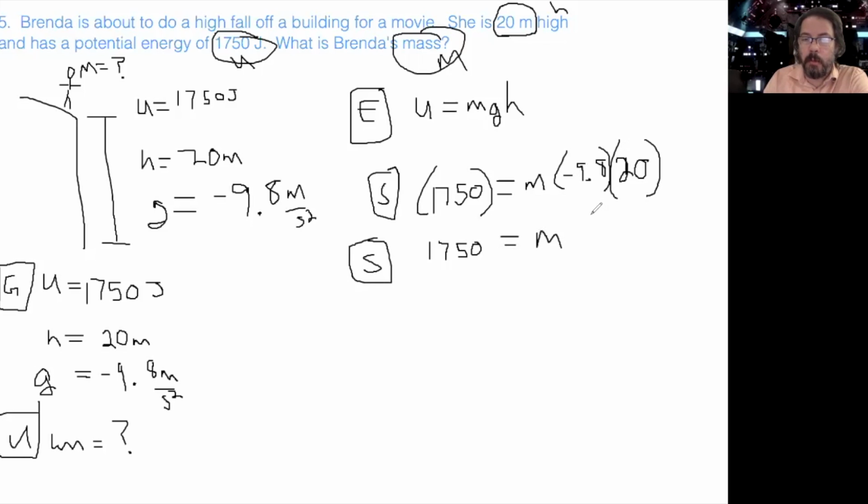So it's going to be M times 20 times 9.8 is 196. That is actually a negative 196. And now it's clear what I need to do with my algebra. So I'm looking for M. So I'm going to divide both sides by 196. Negative 196, actually.